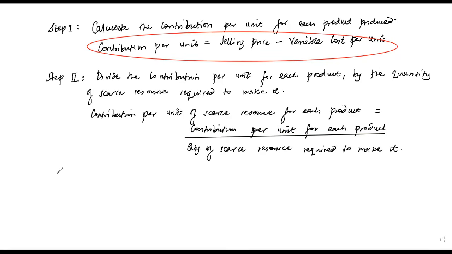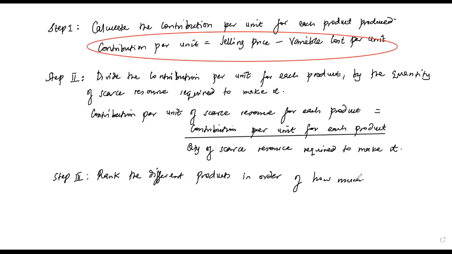Then step three, of course. Step three is to rank the different products in order of how much contribution they earn per unit of scarce resource.